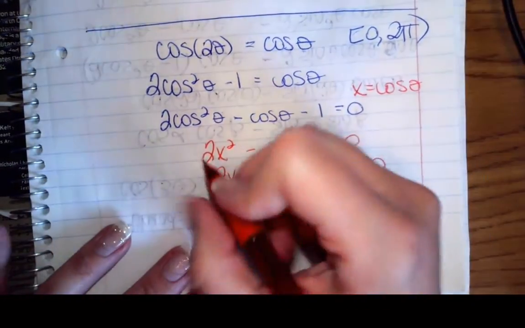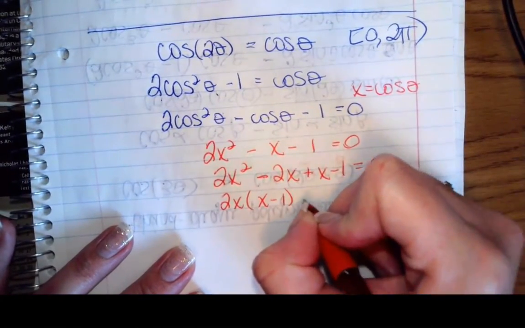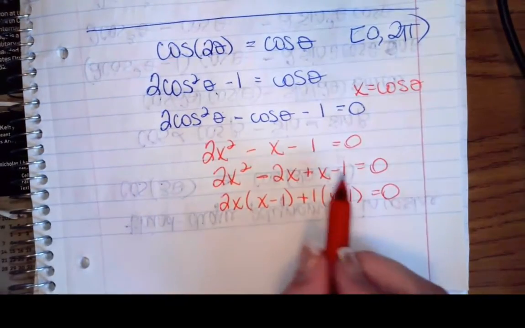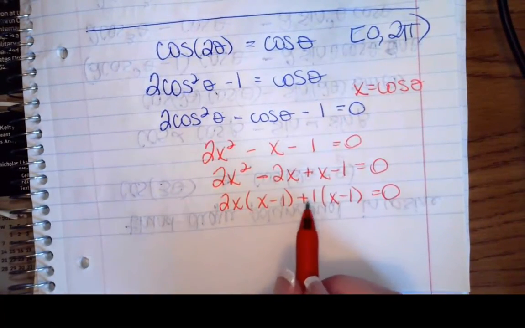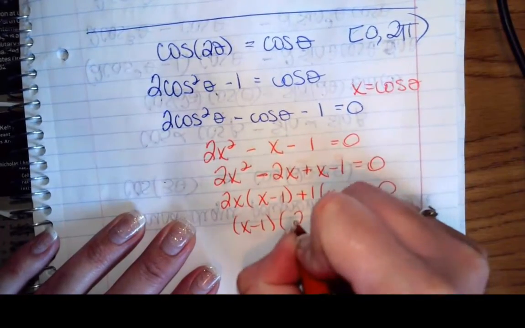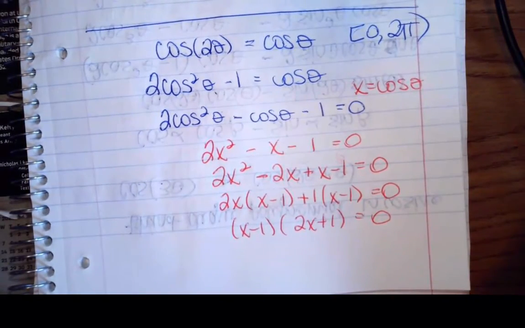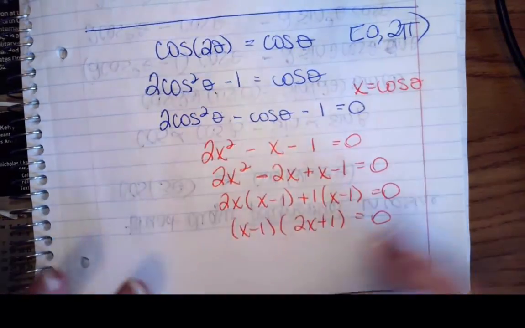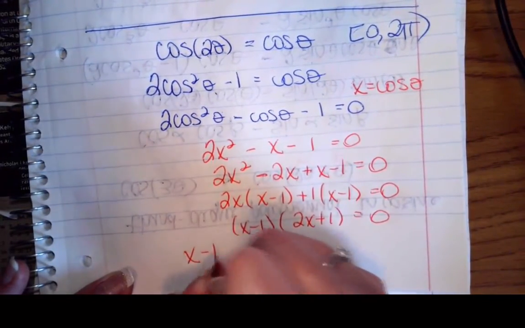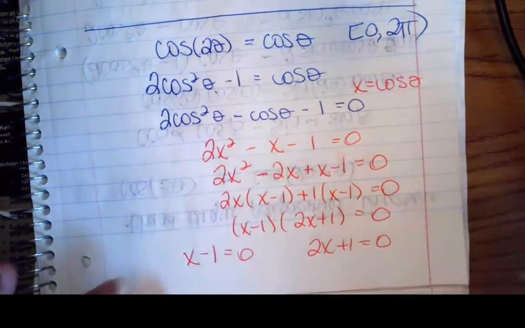So I'm going to pull a 2x out of the first two and get x minus 1. Pull a 1 out of this one. I can't pull anything out that's common except for a positive 1. So now I've got x minus 1 times 2x plus 1 is 0. And now for my final step, I'm going to take each factor and set it equal to 0. So I've got x minus 1 is 0, or 2x plus 1 is 0.